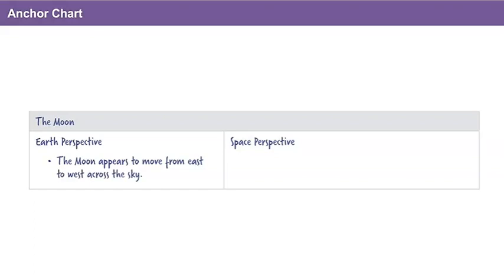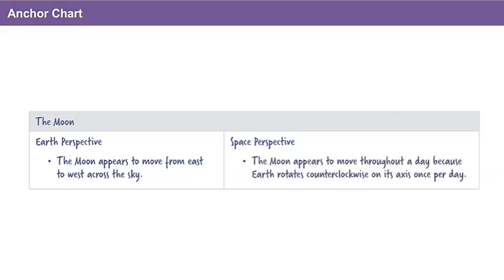Now let's think about the space perspective. What have we learned so far? We know the moon appears to move throughout a day because Earth rotates counterclockwise on its axis once per day. Great work! One of your tasks today will be to update the anchor chart, but I think we'll have even more to learn about the moon.